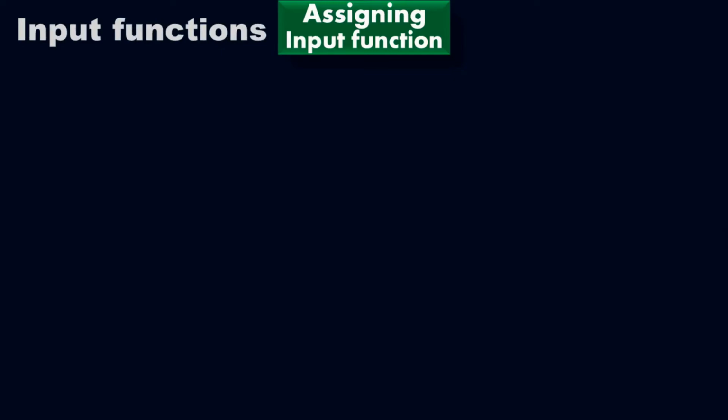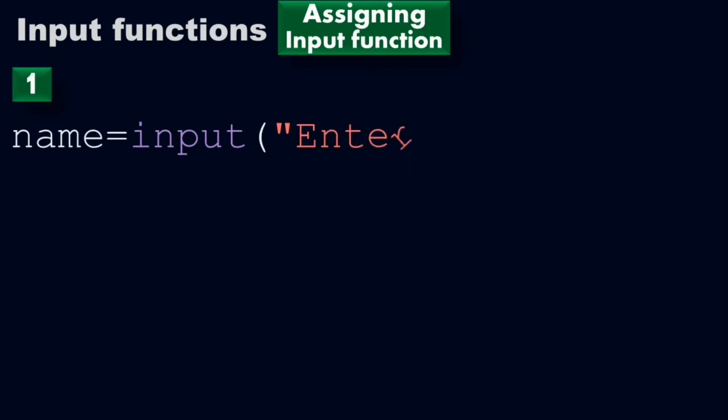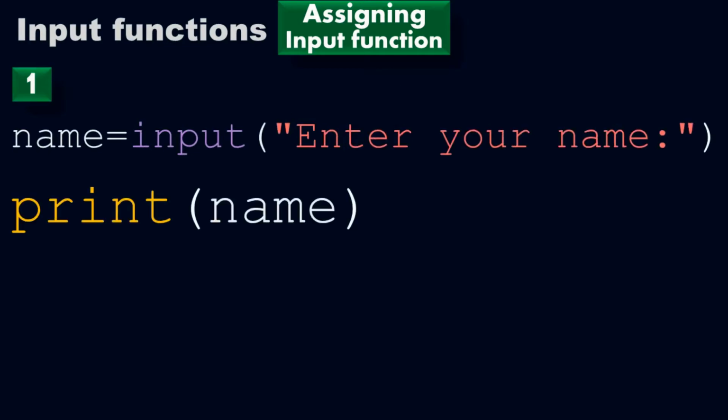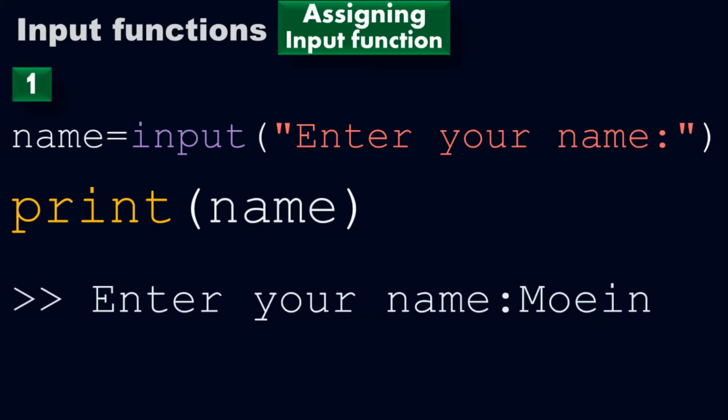Let's do some examples for the input functions. Example number 1. name = input('enter your name'). print(name), which returns enter your name. When you plug in the name and then press enter, you will get Moein here. Look, it is a simple procedure.